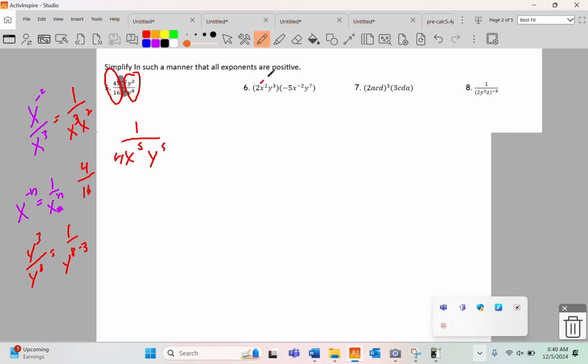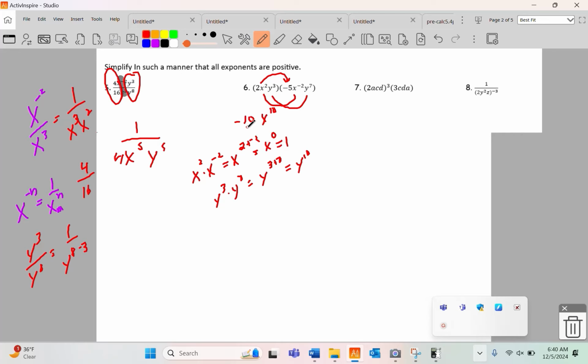2 times negative 5 is negative 10. All right, think about x squared times x to the negative second. We add exponents. So that's x to the 0, which is 1. So 1s are understood. I'm not even talking about that one. Then we have y cubed times y to the 7th. That's y to the 3 plus 7, which is y to the 10th. And that does it. That's that one.